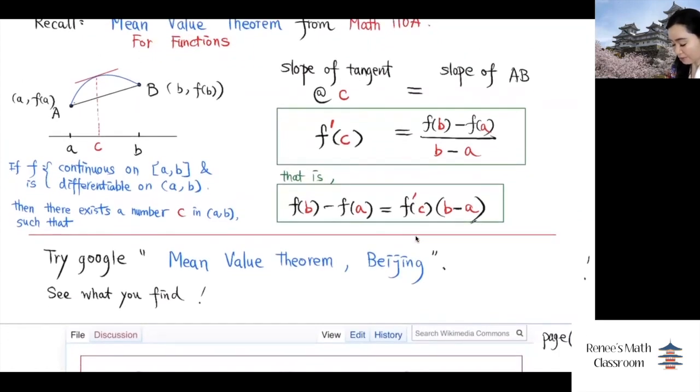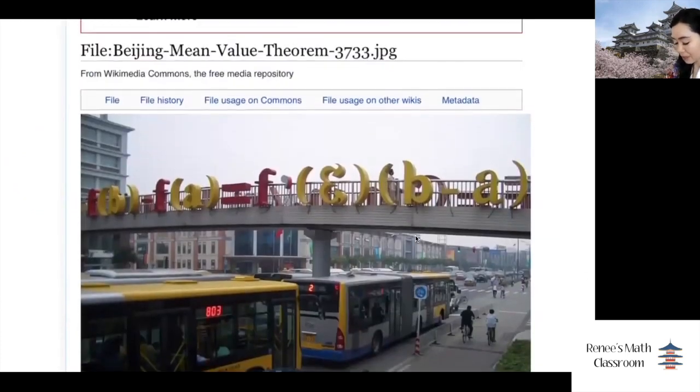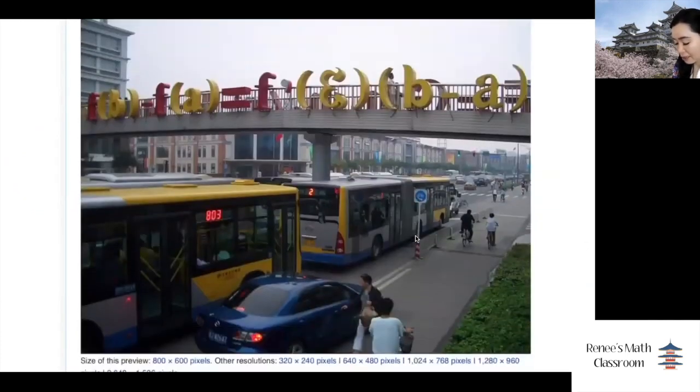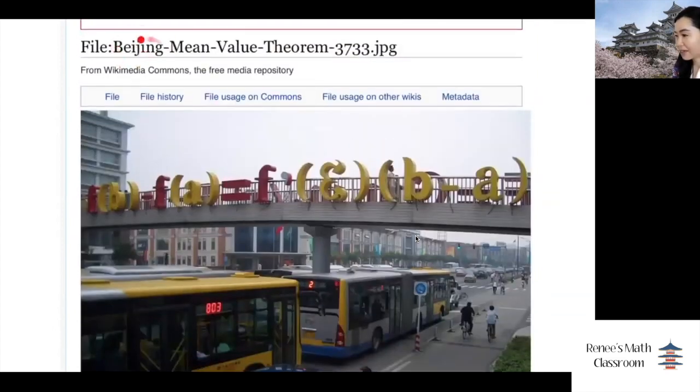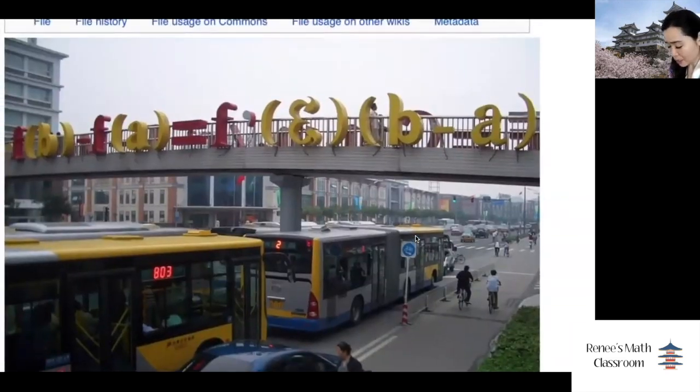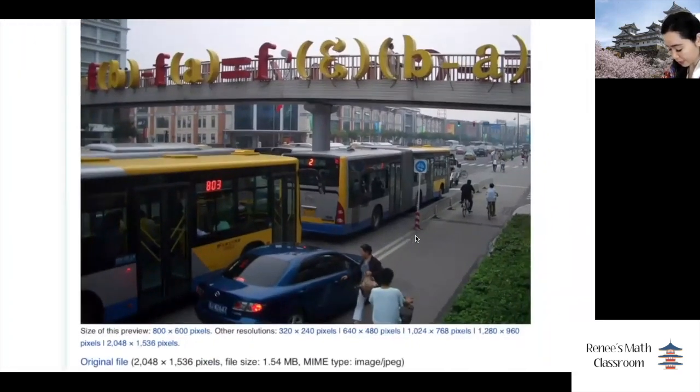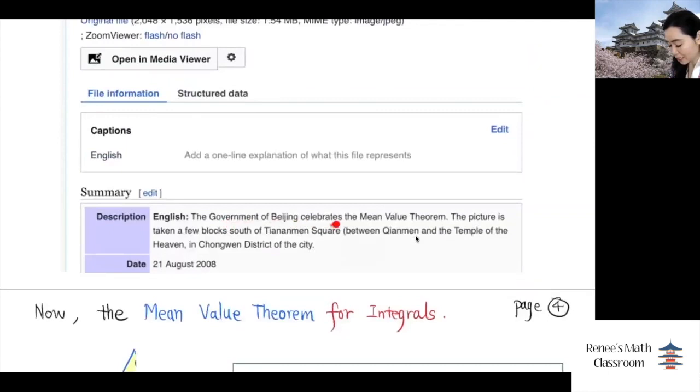If you try to Google mean value theorem Beijing, see what you find. You find this image. Beijing is the capital city of China. If you Google that, you'll see this photo. What do you see on the bridge right here? This photo is taken, let me read this to you: the government of Beijing celebrates the mean value theorem. The picture is taken a few blocks south of Tiananmen Square. Tiananmen Square is kind of like the White House over here in America, so it's so important. They actually celebrate that.